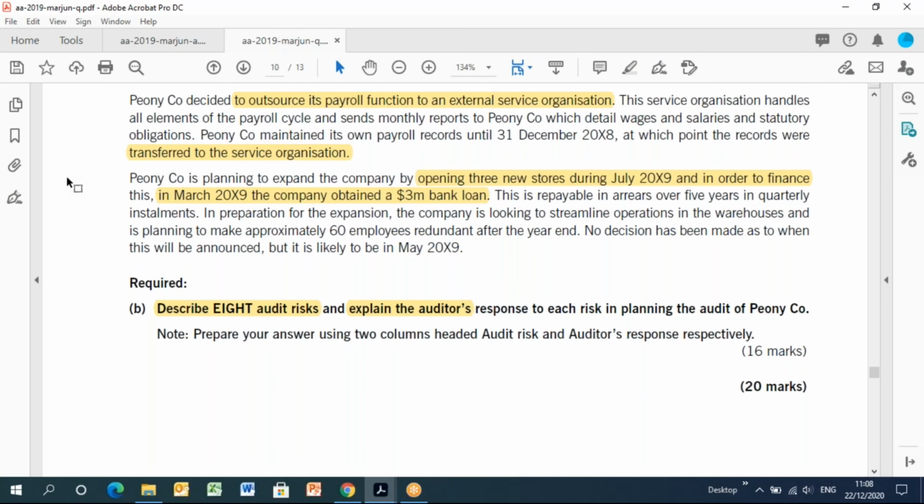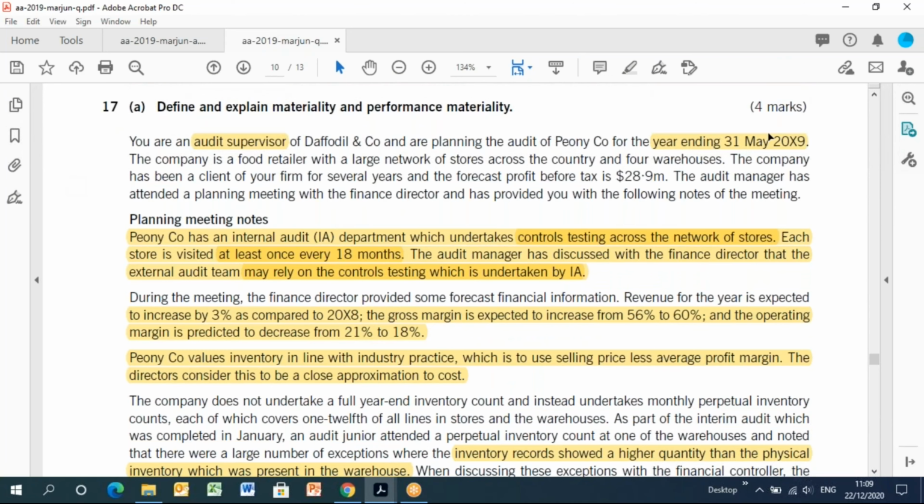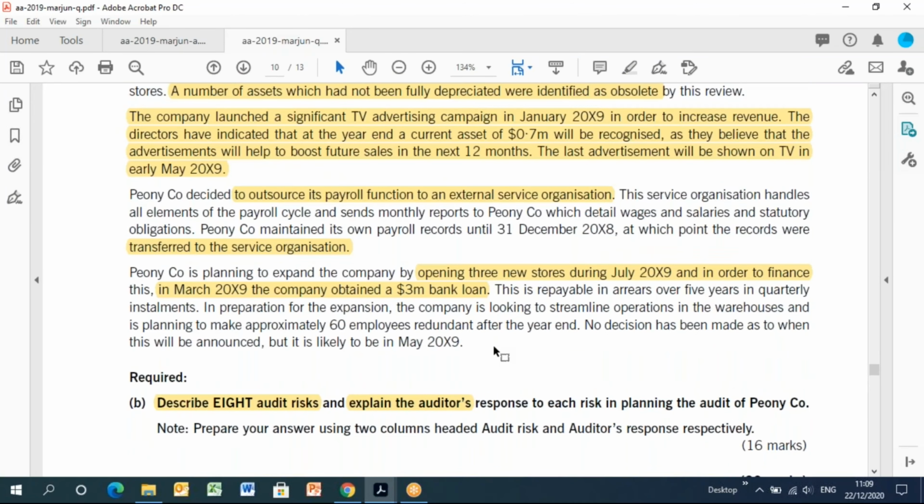The redundancy: the company is planning to make 60 employees redundant after the year end. No decision has been made as to when this will be announced, but this is likely to be in May. So if this is to be announced in May, because the year end is 31st of May, then a provision should be set up for the redundancy payments, because otherwise the risk is that provisions will be understated, also expenses will be understated. So this is the risk.